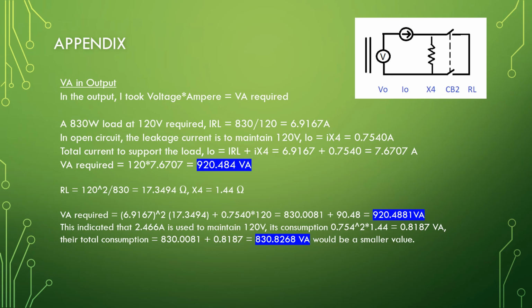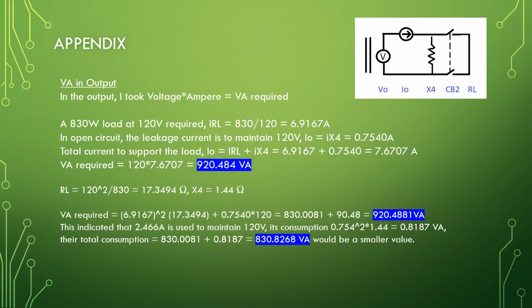I0 equal to Ix4 equal to 0.754 ampere. Total current to support the load: I0 equals IRL plus Ix4, equal to 6.9167 plus 0.754, equal to 7.6707 ampere. VA required equals 120 times 7.6707, equal to 920.484 VA.